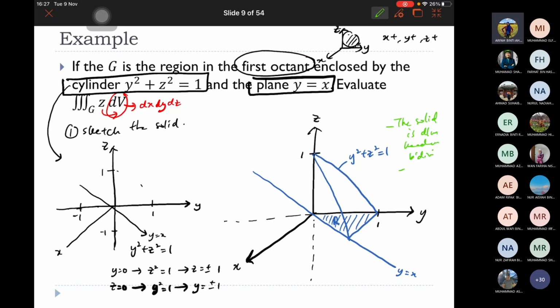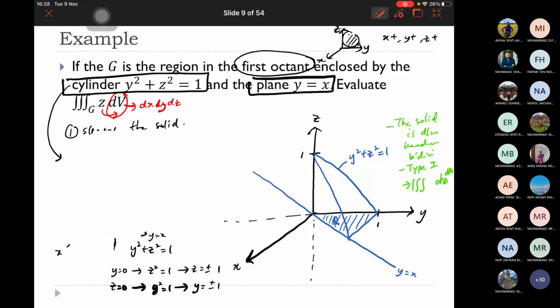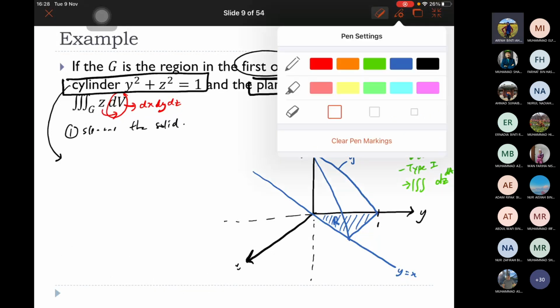So kita kena buat dia akan jadi type 1. So the integration will be dz first. Okay, then baru dA, dy dx atau dx dy. Okay. So itu baru tentukan dia type 1 untuk yang ketiga. Then kita nak tengok dia punya bentuk bawah dia tu pula. Okay. Dia punya base bawah.